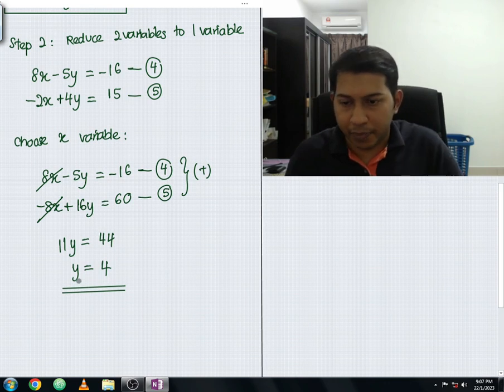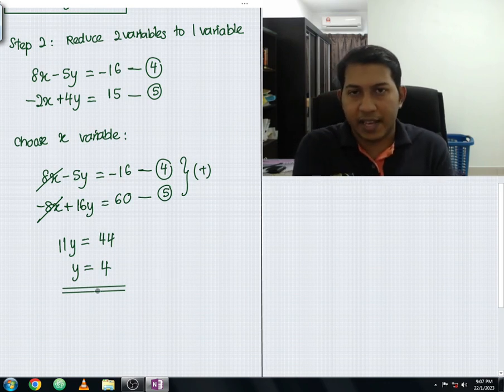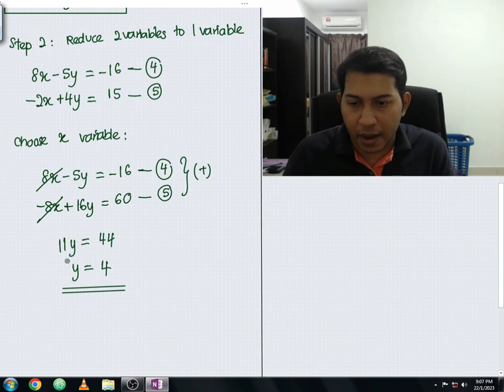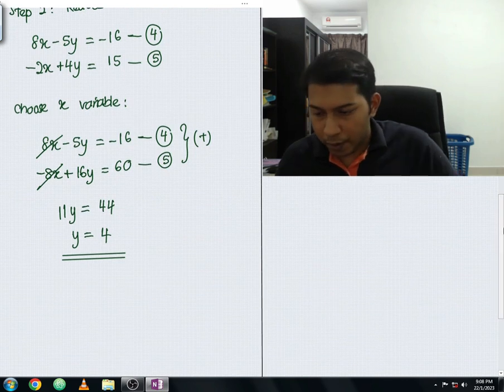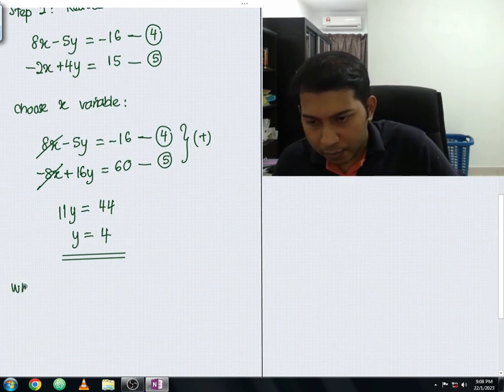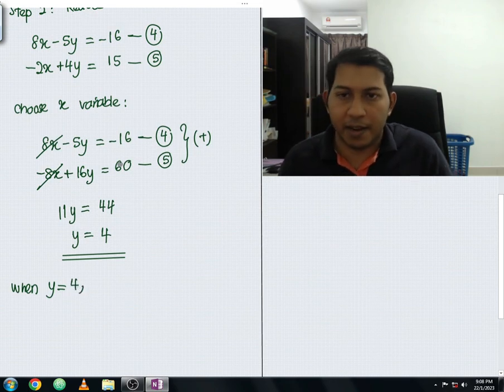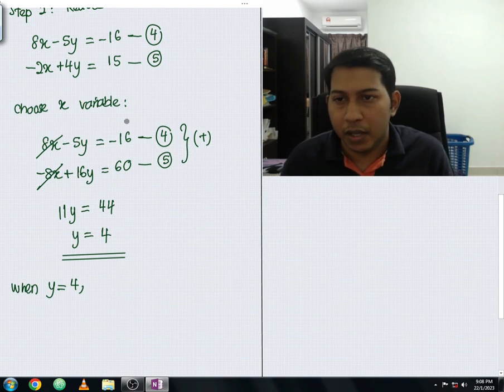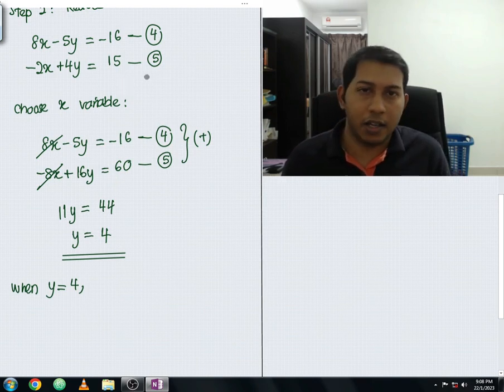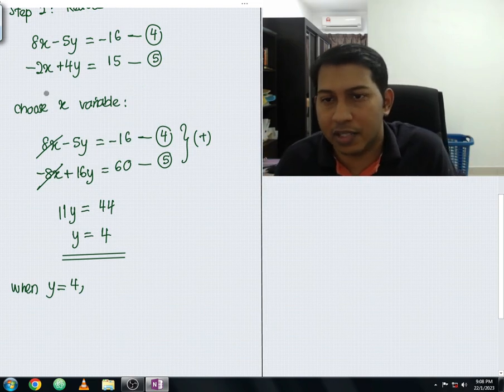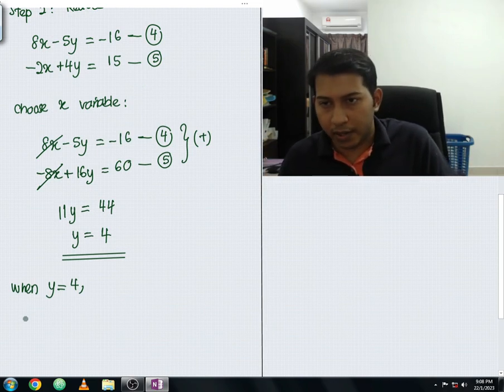So from here, our next step is substituting the y value into the two variable equation. When y equals 4, which equation do you want to substitute into? You can choose to substitute into equation 4 or equation 5, but in this case I choose to substitute into equation 5.